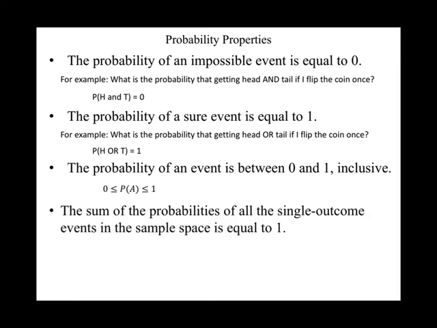The sum of the probabilities of all the single outcome events in the sample space is going to be equal to 1. So for example, when I flip the coin once, I'm going to get the head. When I flip the coin one more time, I'm going to get the tail. Right? When I add them up, these two have to be equal to 1.